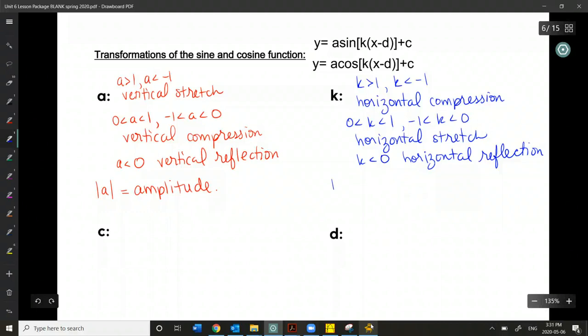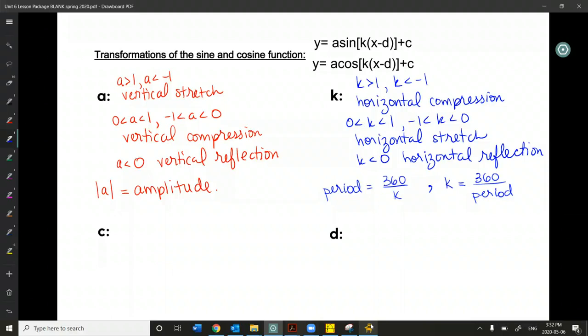So if I take a look at the k value, if I take my k value and divide it into 360, it will actually give me the period of the function. And if I rearrange this, if I happen to have the period, I can also find the k value of the function. So if I multiply k up and divide out the period, k will also be equal to 360 over the period of the function.